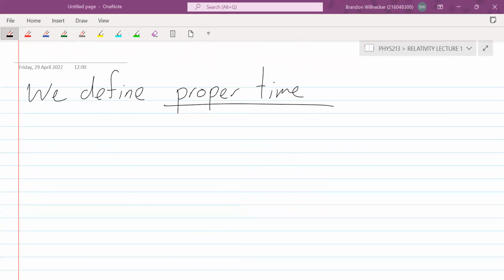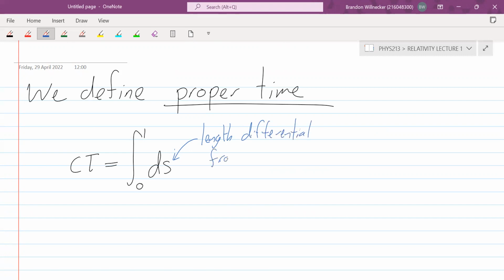Now, there's a little bit of unit confusion here, whether you're talking about proper time or proper length, but that's just a unit issue. So we define proper time as: the speed of light times proper time is equal to the integral from 0 to 1 of ds. Remember ds, that was our length differential, the length differential from the metric. We still need to talk about the metric of space-time, we'll get onto that now. But here is how we define proper time.